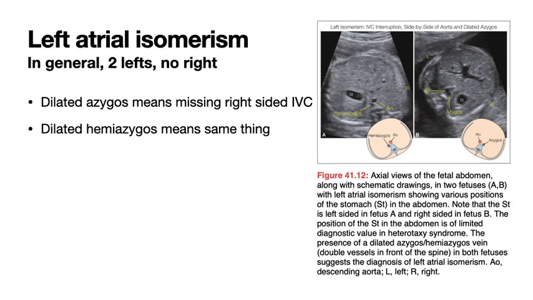All right, so in general, left atrial isomerism is two lefts and no right. That's an oversimplification. It doesn't always go like that, but tend to at least think that way. So if you've got a dilated azygos, that means you've got a missing right-sided IVC. And if you've got a dilated hemiazygos, it means the same thing. There's a problem with your right-sided IVC. So dilated azygos, dilated hemiazygos, both make you think of left atrial isomerism.